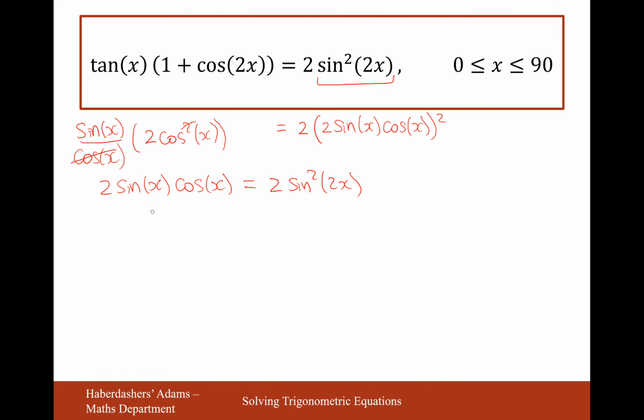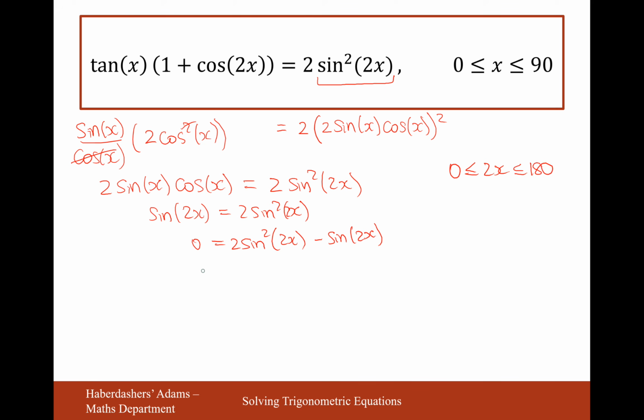And now we've got sine 2x on this side and 2 sine squared x on this side. So it now makes sense to turn this into a question where we're just going to solve it as a double angle, minus sine 2x. So I'll double my angle, it would be from 0 to 2x to 180. And I'll start factorising out sine 2x.